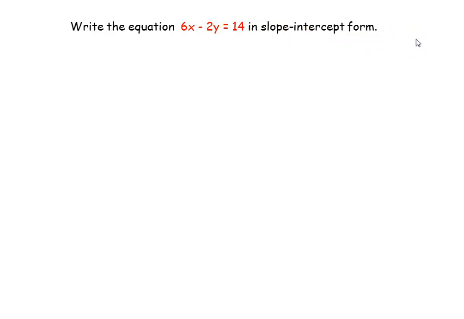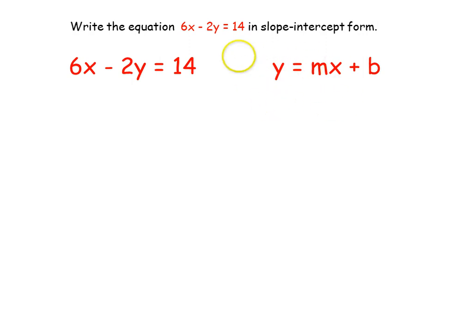And if we can remember, slope-intercept form is y equals mx plus b, where m is the slope and b is the y-intercept. So our finished product will have a number in for m and a number in for b, our slope and our y-intercept. So we have 6x minus 2y equals 14, and our goal here is to get y by itself. We'll get y isolated on the left-hand side of the equal sign here.